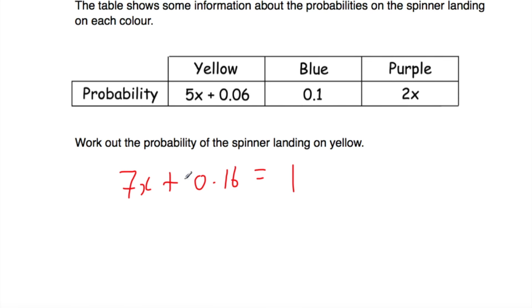Now we can solve this equation. We can find out what x is, and then once we find out what x is, we can substitute it in here and find the probability of a yellow. So let's solve this equation. We've got 7x plus 0.16 equals 1. So let's take away 0.16 from both sides of the equation. If we do that, on the left-hand side we'll be left with 7x. And on the right-hand side, we've got 1 take away 0.16, which would be 0.84.